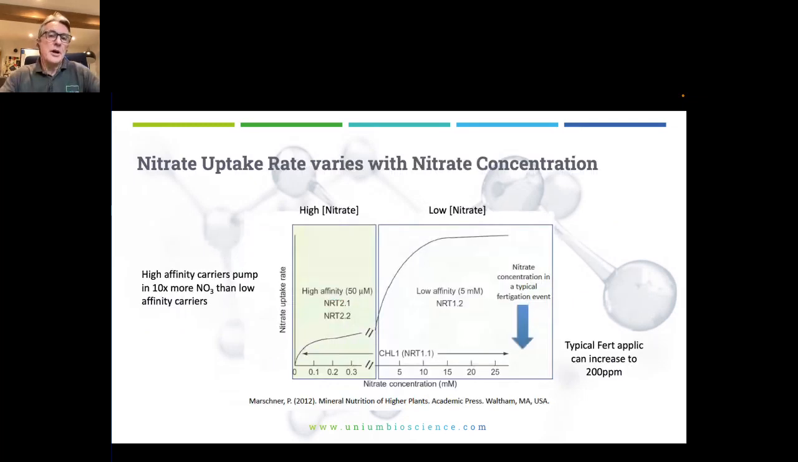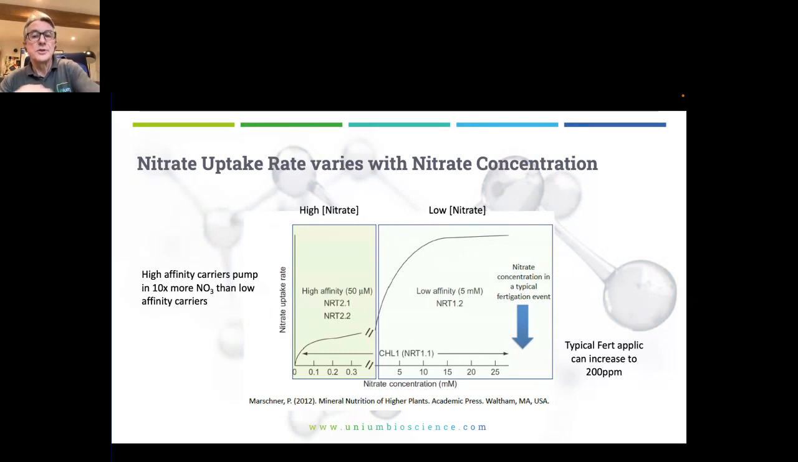So if you look at these high and low nitrate affinity carriers, you can see at the lower end here in the darker green area, they'll be up to 10 times more effective at taking nitrogen into the plant. But of course, that's when the nitrogen concentration in the soil and the environment is at quite a low level. As that soil level increases, you can see they turn off the high carrier pumps and they switch on the low carrier pumps, which, as we said, are 10 times less efficient.